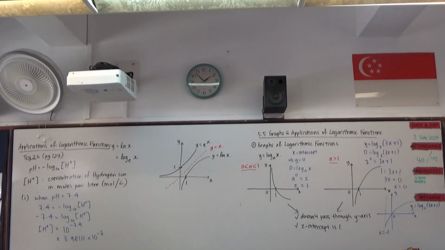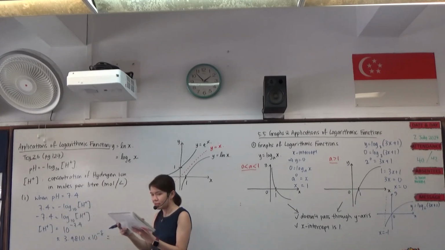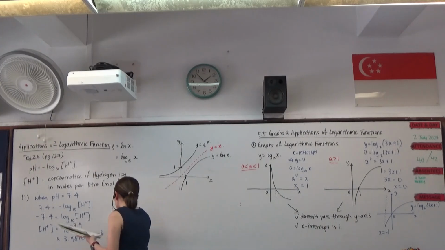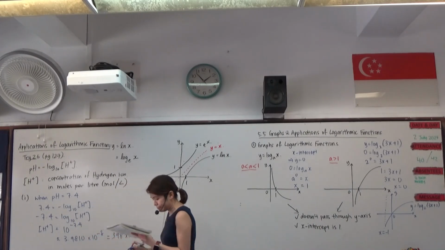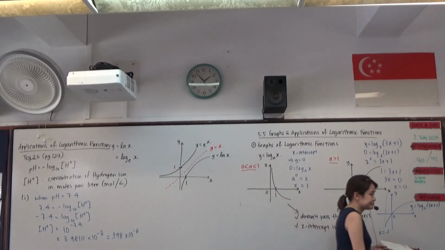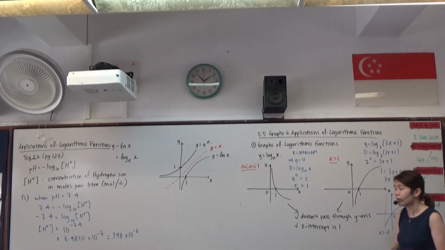Do you know what is standard notation from your test? So 3.98 times 10 to the power negative 8. Must have the times 10. I don't know why in your class test, standard notation doesn't have times 10.